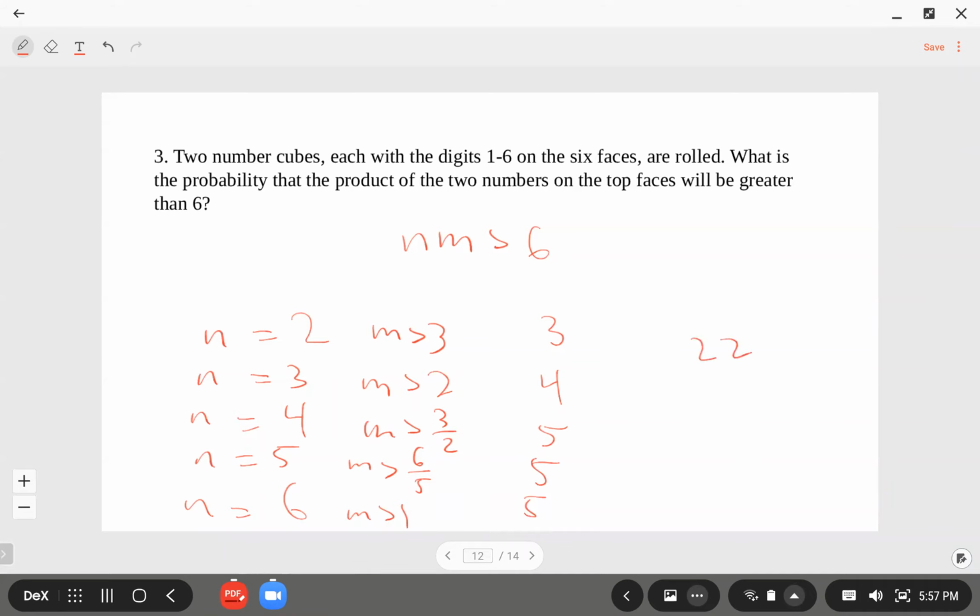And what are all the possibilities? Remember, with a lot of dice problems, it's going to be 6 times 6, all outcomes, 36. Now we simplify: 11 over 18. So as you see, you must figure out when you are going to be using case by case or exclusion or box method.